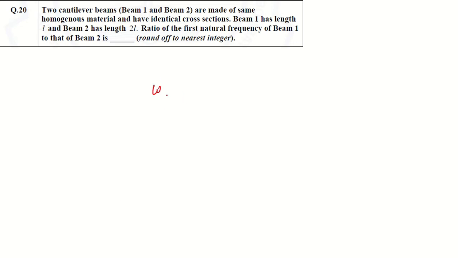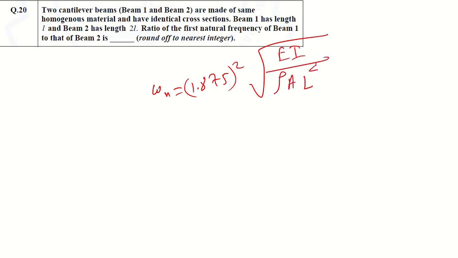So we have the formula omega n is equal to 1.875 square root of EI divided by rho A L to the power 4. Omega n is directly proportional to 1 by L square. We need only the L value because only the length is changing, right? So according to this, we have the given beams.